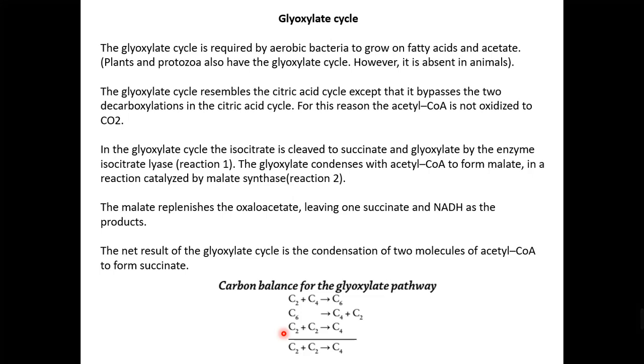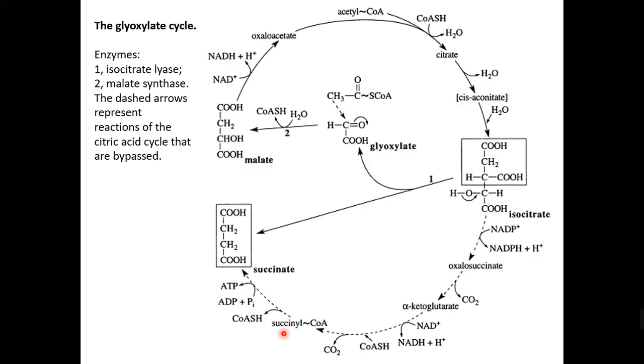Especially in bacteria, they have the glyoxylate cycle, and there is no subcellular organelle present in bacteria because it is a prokaryote. The components of the glyoxylate cycle, as part of glyoxysome, are also present in bacteria to metabolize fatty acids and acetate. The glyoxylate cycle resembles the citric acid cycle, except it bypasses the two decarboxylation reactions. You can see one by one what the two bypasses are.